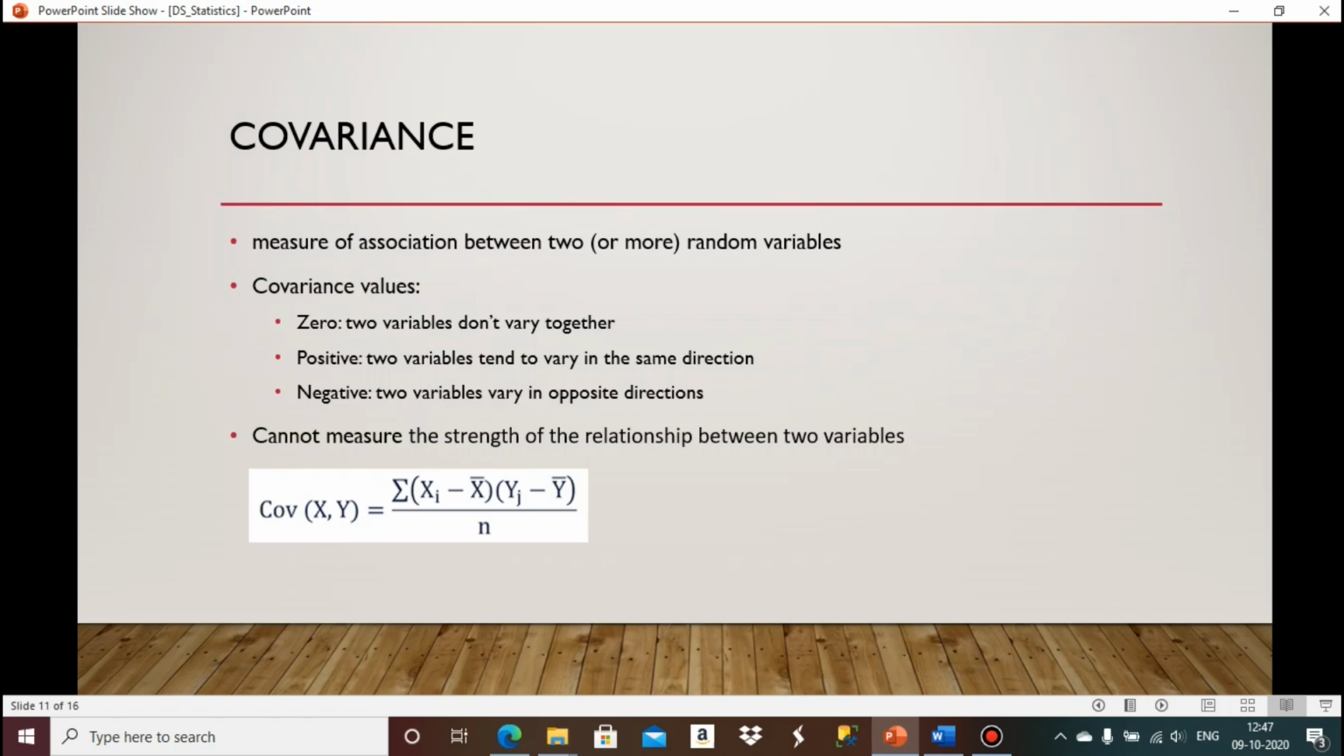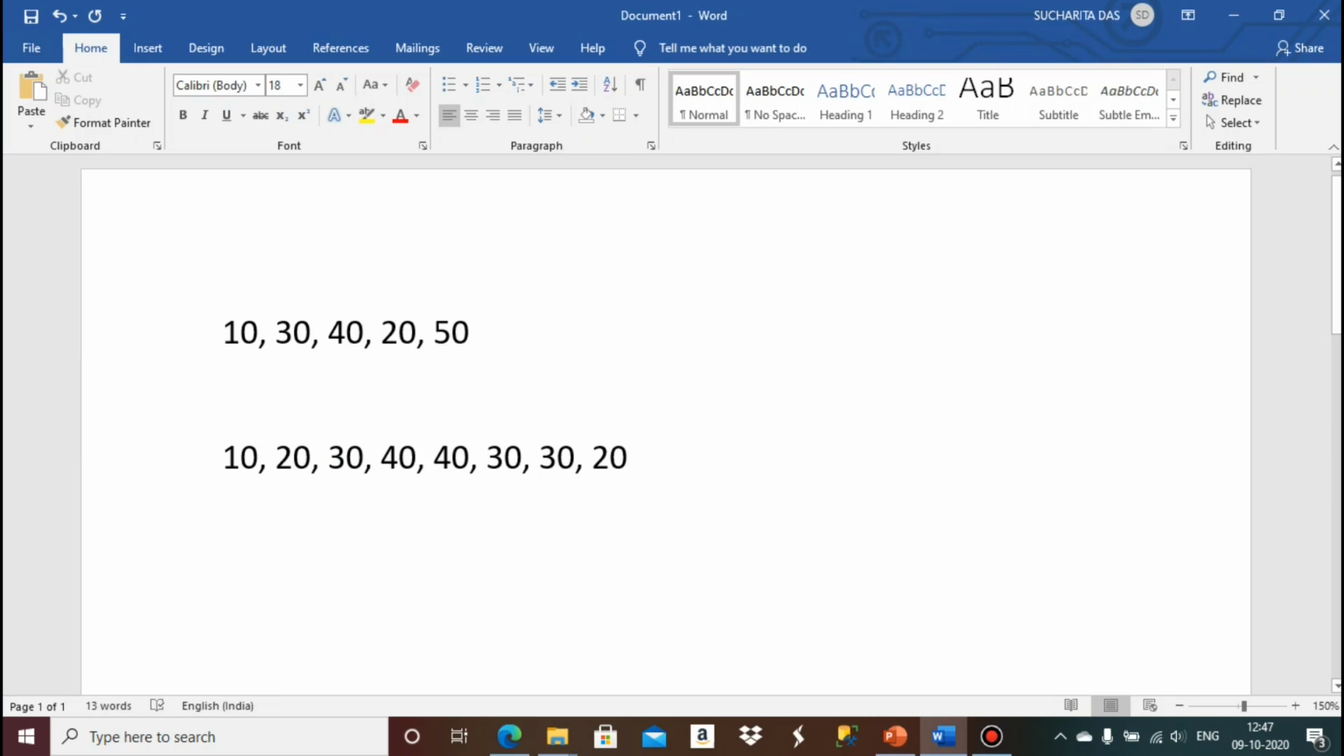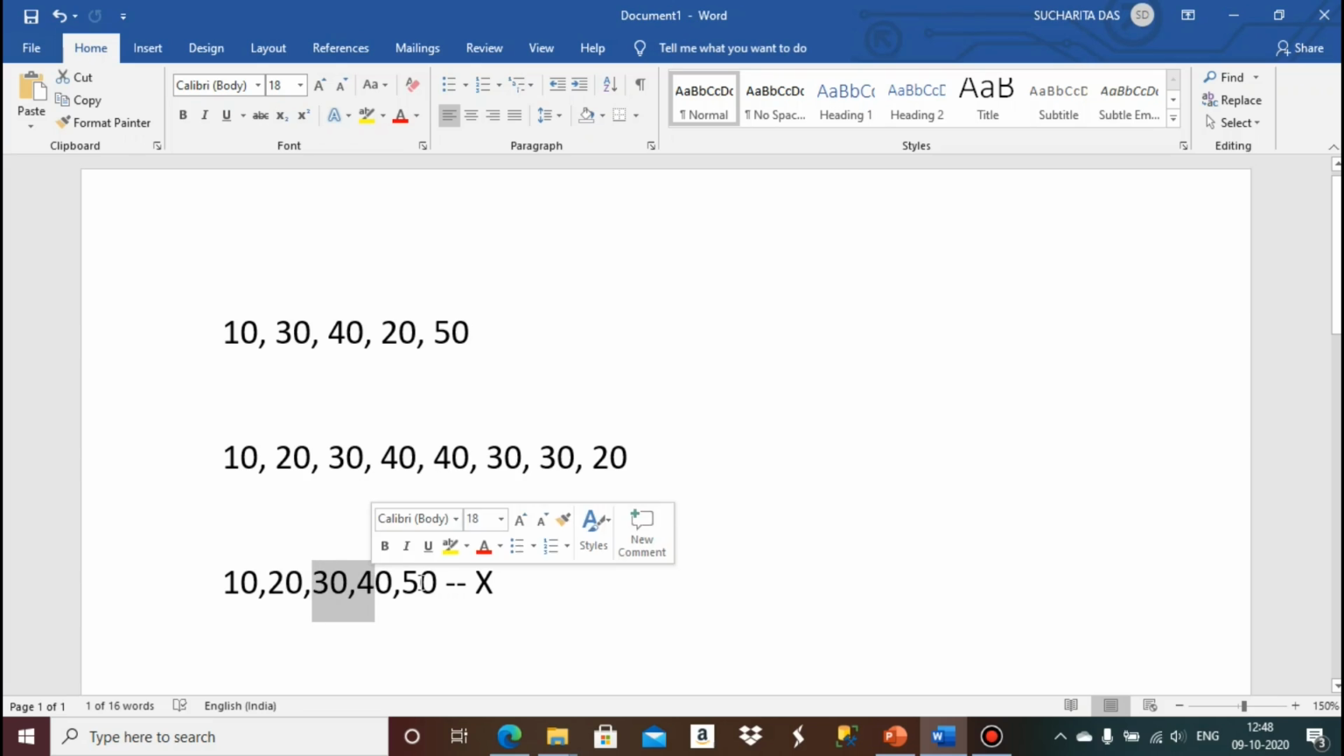Say there are 5 values in x and 5 values in y. X bar is the mean of the x data set, y bar is the mean of the y data set, and we calculate the difference between all the values and the mean. So if I go to this Word document, say I have values 10, 20, 30, 40, 50. If this is your x data set, first I calculate the mean of x, and then I calculate the difference: 10 minus x bar, 20 minus x bar, 30 minus x bar, 40 minus x bar.